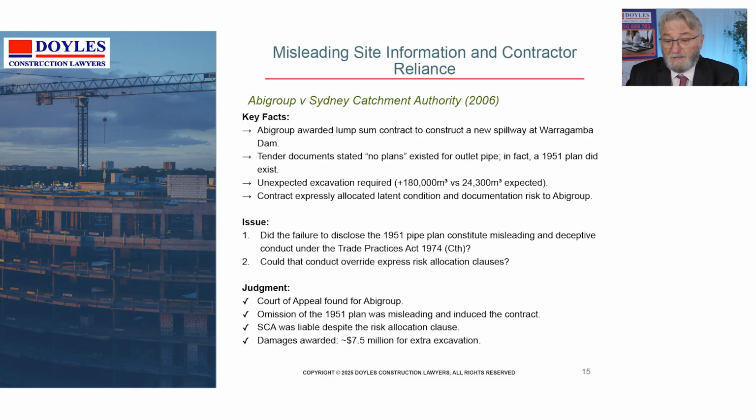Well, the Court of Appeal found for Abigroup, the contractor. They said that the misleading information misled the contractor, who is therefore entitled to the extra cost he was required to incur. And the Sydney Catchment Authority was liable despite the clauses they put in their contract. So it's an important case. It's a very usual case, a very standard sort of remedy, and people inviting tenders and calling for prices have got to be careful that they don't provide misleading information as a basis. The damages awarded were approximately $7.5 million, so it meant a bit of money to the contractor and the principal.